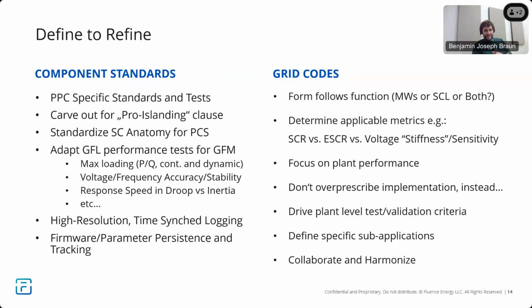We need to standardize the anatomy of short circuit from a PCS. There's a lot of great standards out there, and just physics and all of the textbooks on the short circuit provision from a synchronous machine, right? But from a grid forming power electronic device, it can be sort of whatever you want. In order to turn that from a Wild West into sort of a more civilized society, we need a code of conduct, and we need to tell people how they should behave. There's many other aspects here under component standards, also under grid codes.